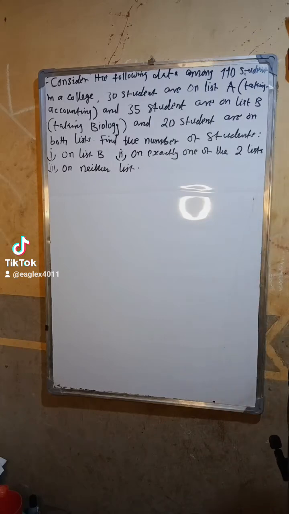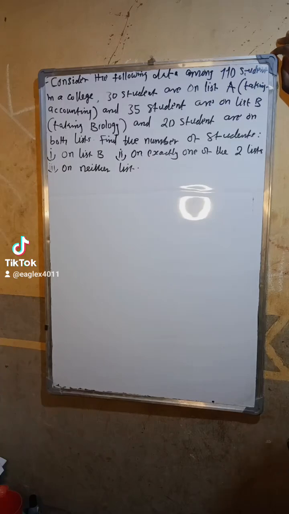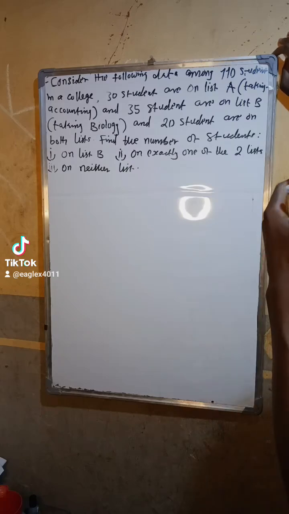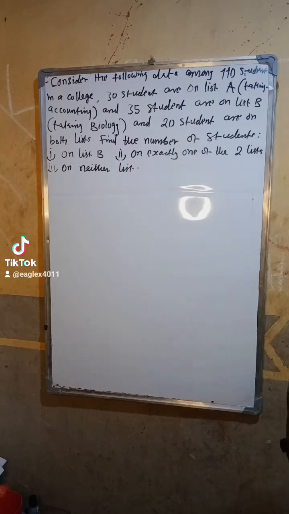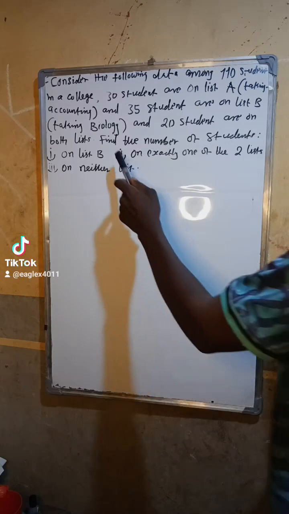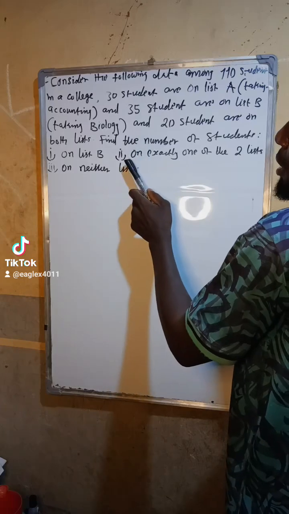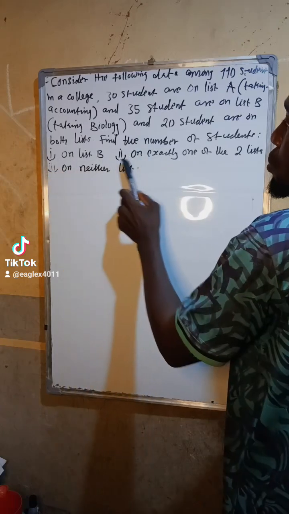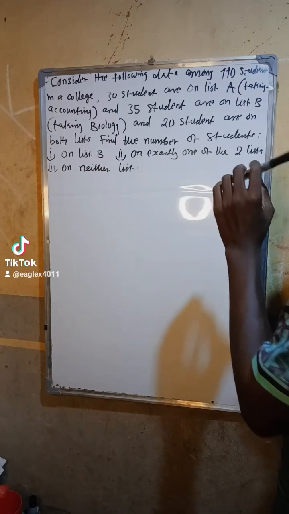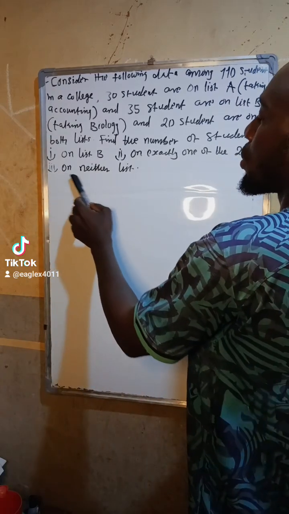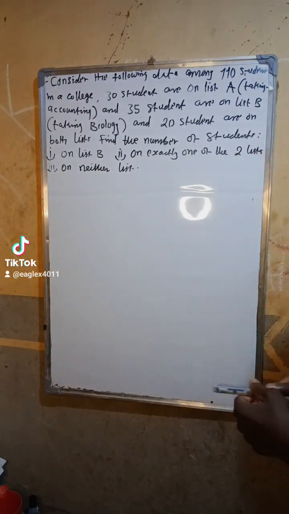Here is another question. It says that consider the following data among 110 students in a college. 30 students are on list A taking accounting and 35 students are on list B taking biology and 20 students are on both lists. The questions are as follows. Find the number of students on list B only, that is Roman figure 1; 2, on exactly one of the two lists; and the last one, on neither list.